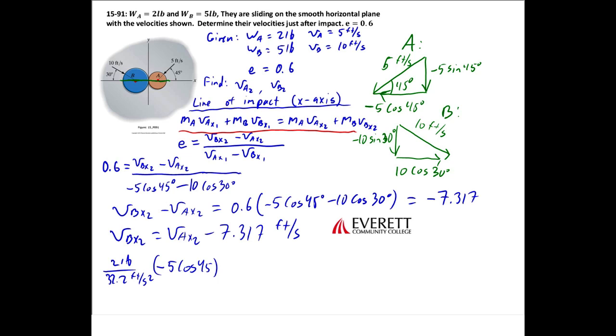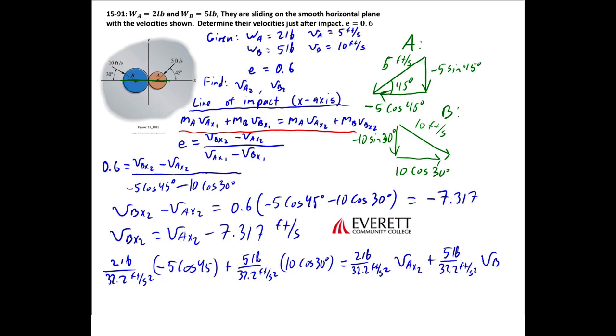Then we're going to add the mass of B, which is 5 pounds, over 32.2 feet per second squared. And we're going to multiply that by the initial velocity of B, which is 10 cosine 30 degrees. Okay, that's the full left-hand side, and that's going to be equal to the mass of A, which is again 2 pounds over 32.2 feet per second squared, times the velocity of A in the x direction after the impact, plus the mass of B, which is 5 pounds over 32.2, times the velocity of B in the x direction after the impact.